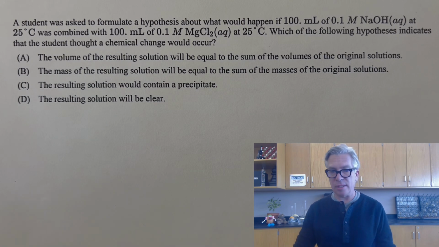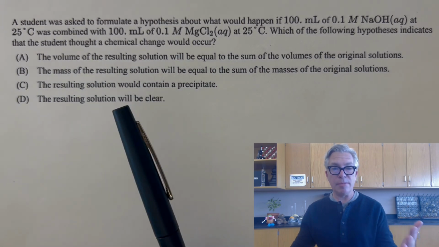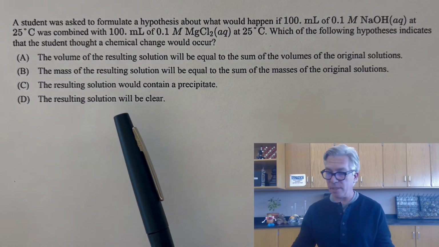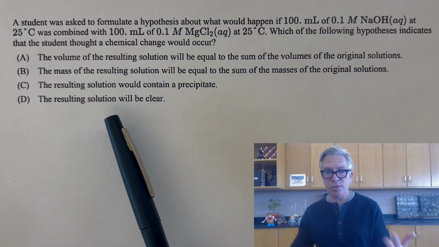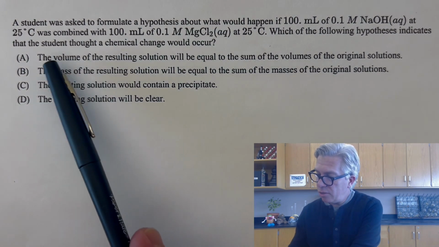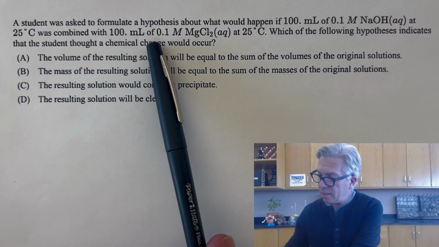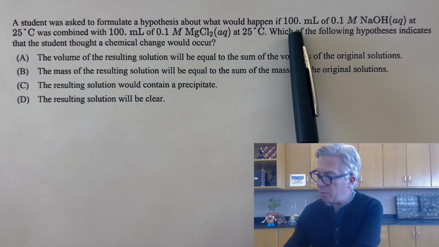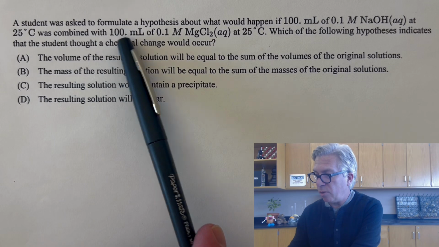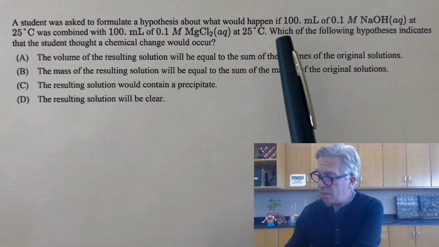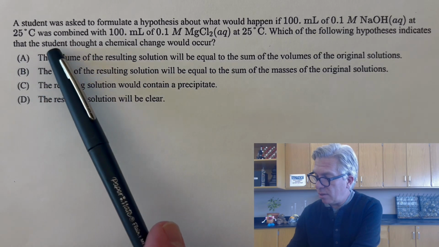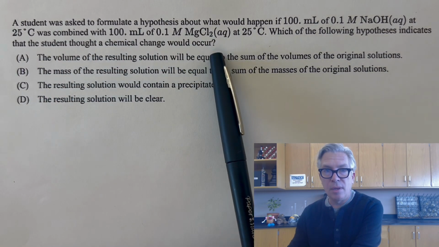And now let's look at some questions that you might see. These are like AP level questions, though if you're in an introductory chemistry course, you might see something similar to this. We'll do a couple of them, and I have a pause the video one for you if you've been paying attention. A student was asked to formulate a hypothesis about what would happen if 100 milliliters of 0.1 molar NaOH at 25 degrees Celsius was combined with 100 milliliters of 0.1 molar magnesium chloride at 25. Which of the following hypotheses indicates that the student thought a chemical change would occur?